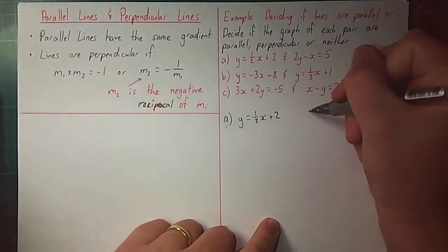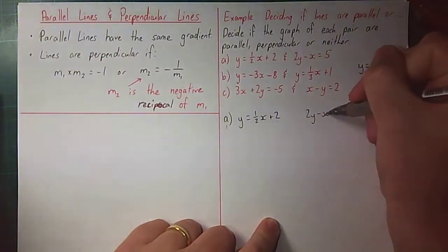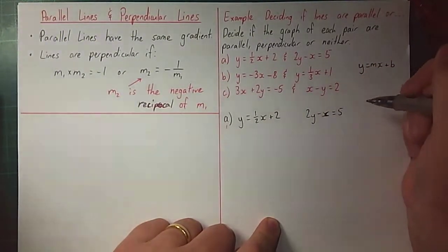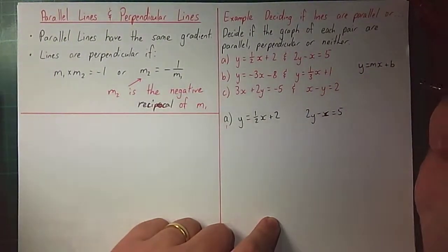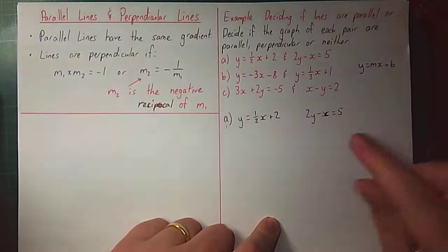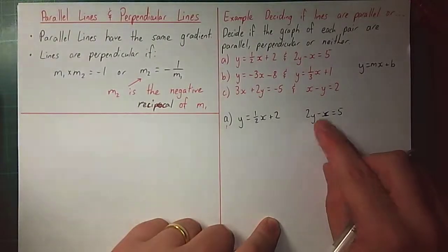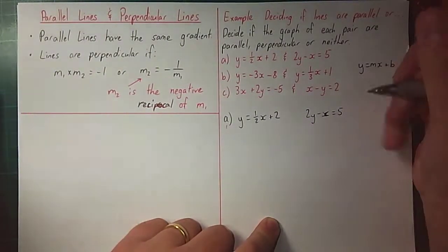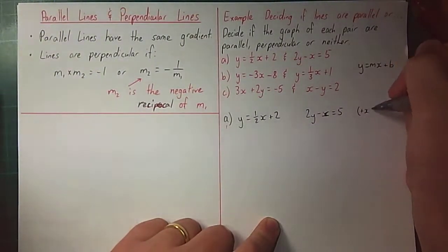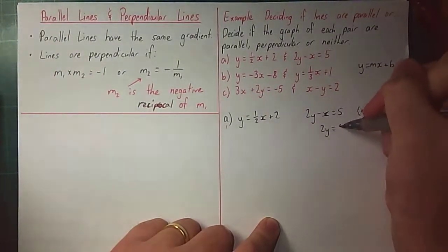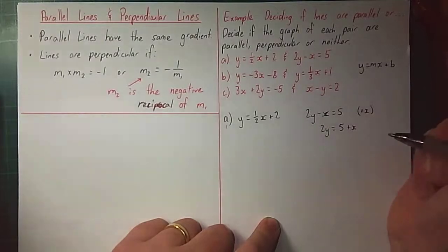I'm going to start off by rewriting it: 2y minus x equals 5. And then over here, I'm going to write in brackets what I'm doing to the equation, just so we can keep track of what's going on. I want to get just y on its own. So the first step is to get rid of this x, so I'm going to add x to both sides. When I do that, we're going to have on the left side 2y equals 5 plus x.